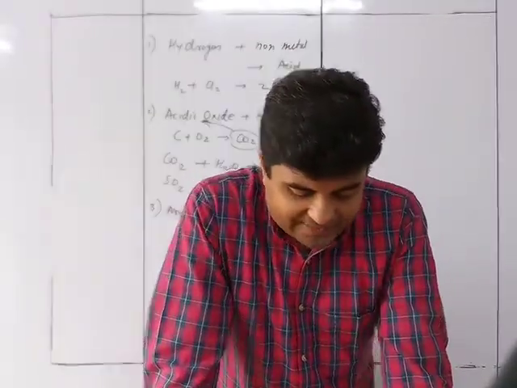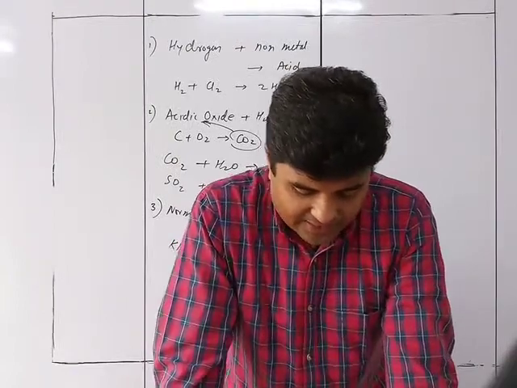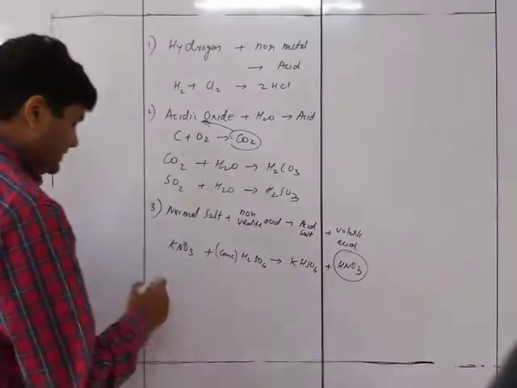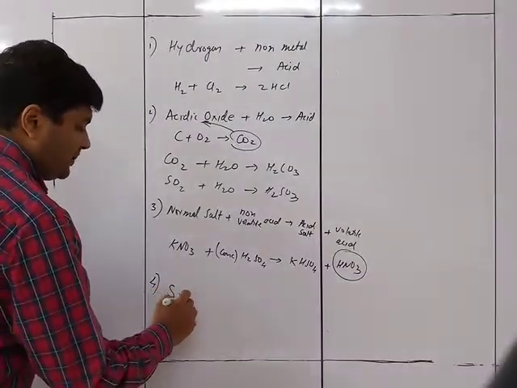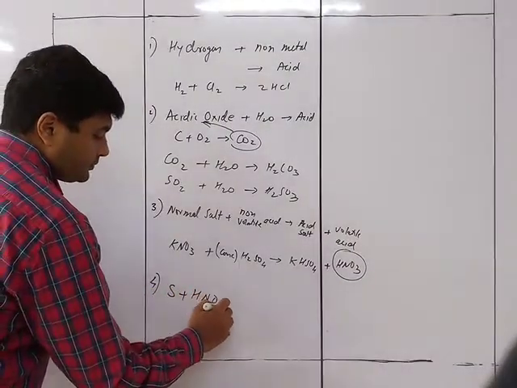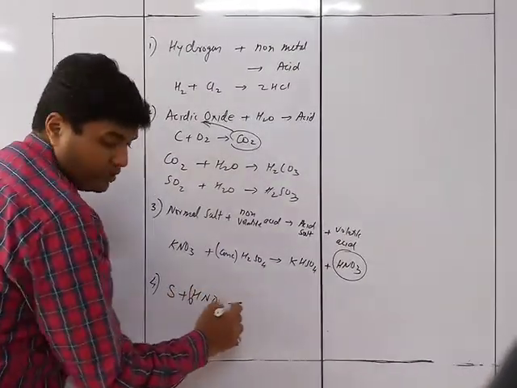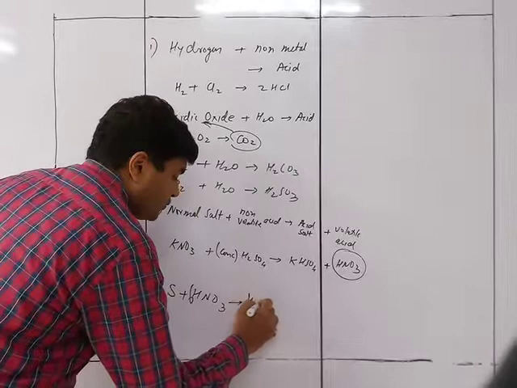And finally, acid by oxidation of non-metals. You can directly have something like S plus 6HNO3 giving H2SO4. This is how.